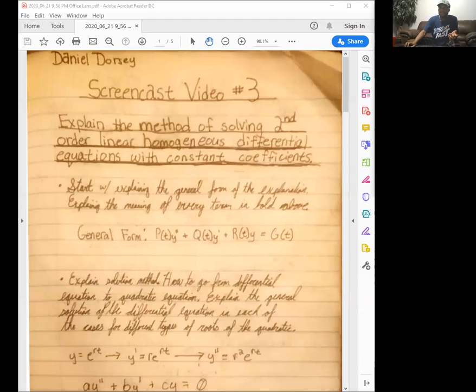In this assignment, we will create a screencast video explaining the method of solving second order linear homogeneous differential equations with constant coefficients.